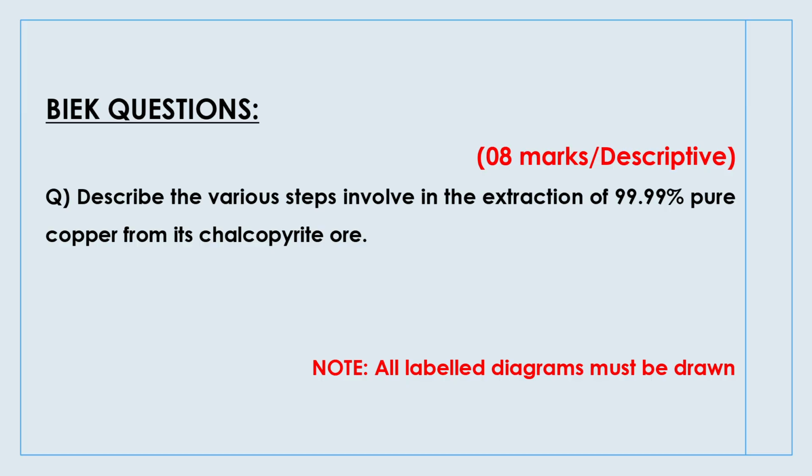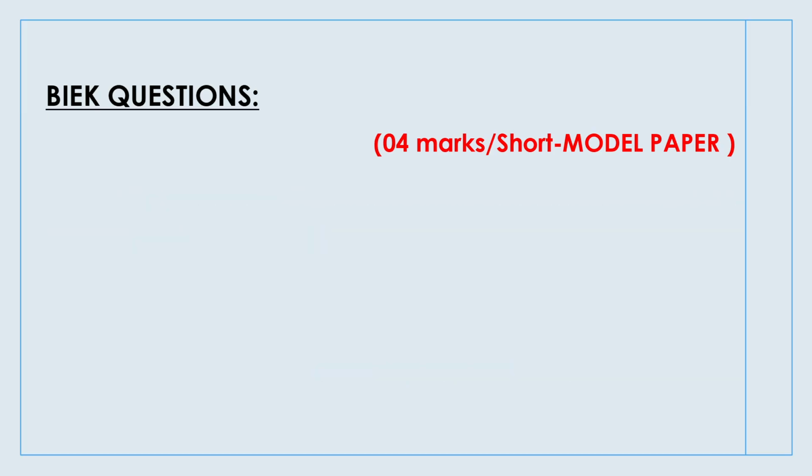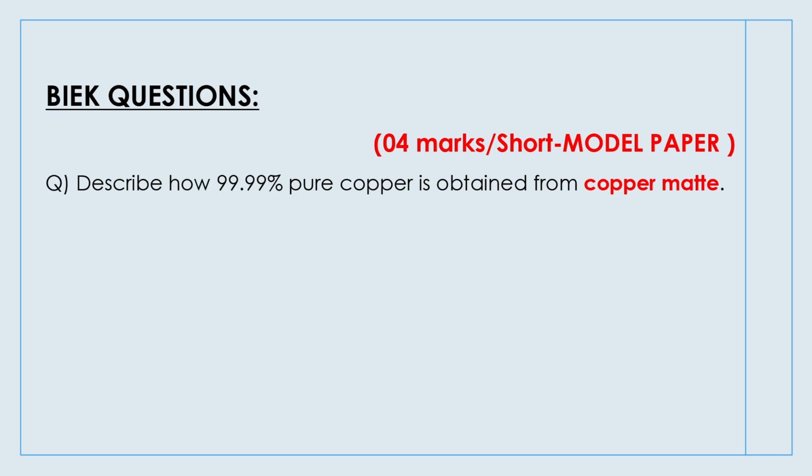Now how you get this question in your board examination is that you get this in 8 marks descriptive, in which you are asked to write about the steps that are involved in the extraction of copper. So all 6 steps must be mentioned along with their labelled diagrams. Also, this question came in 4 marks for the short question answers in the model paper, in which you were asked to describe how 99.99% pure copper is obtained from copper matte.